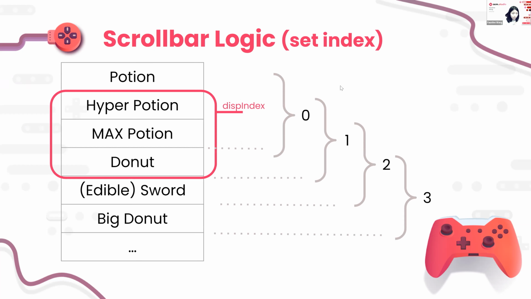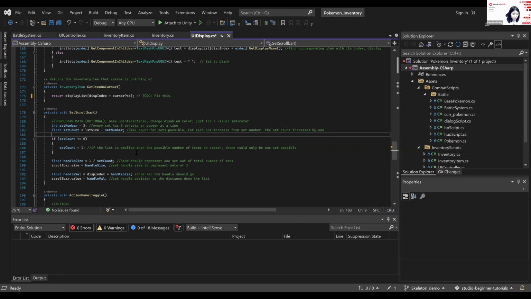So the actual code looks like this. We want to make sure the scroll bar is uninteractable because we're doing it independently to what the scroll bar is doing. Here we set an integer set number equals 3. So every set of possible items on screen has 3 items at a time. Let's change that to items to make sure we're using the same terms.